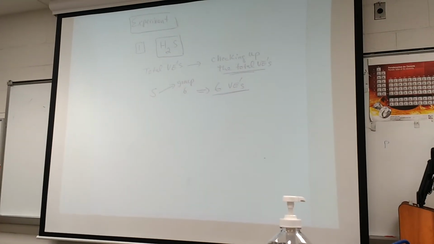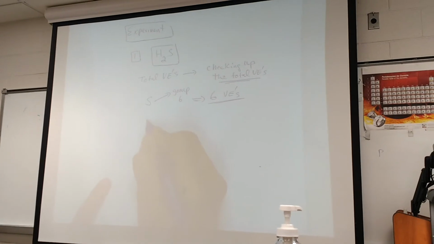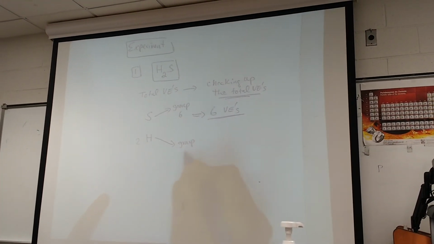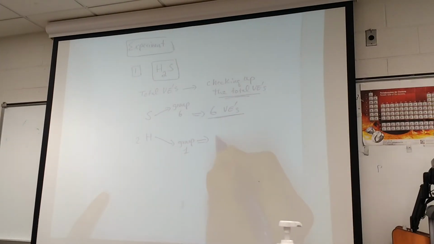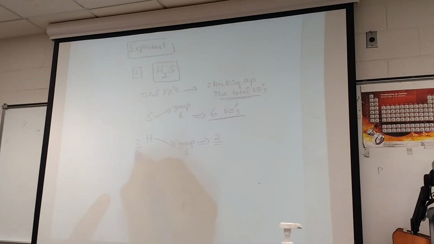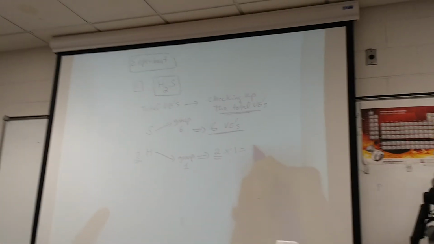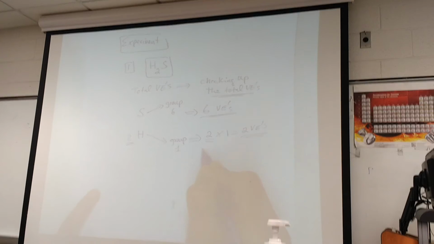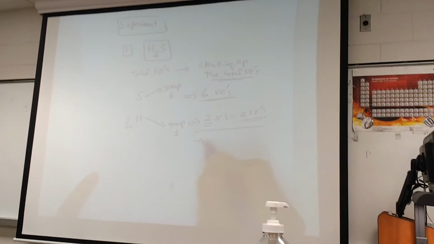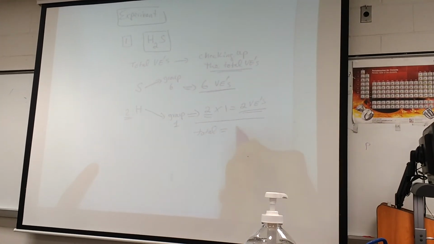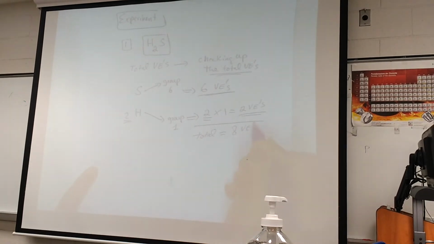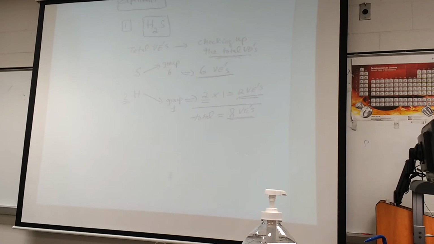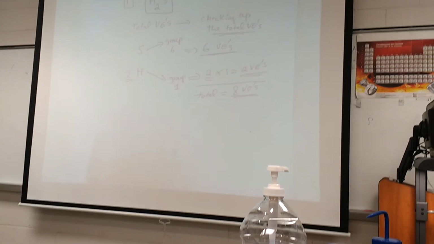I have sulfur here. I have hydrogen, 2 hydrogens. What group is hydrogen in? Group 1. I have 2 of them, correct? Multiply by 1, how many? 2 VEs. So total how many? Total is 8, correct? Total is 8. So now this is number 1.